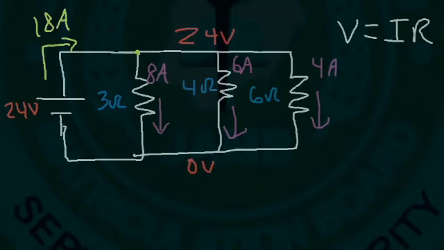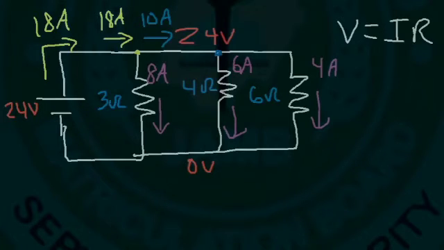Now at this point, here's a question for you. How much current flows along this part of the wire? Now if you think about it, 18 amps enters the point. 8 amps goes down. 18 minus 8 is 10, so 10 amps must be flowing to the right.